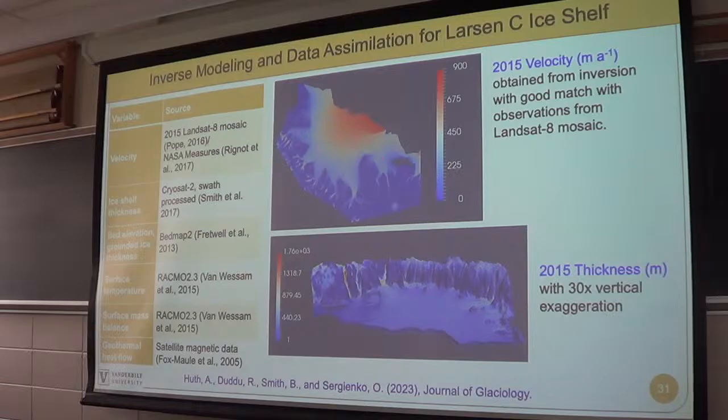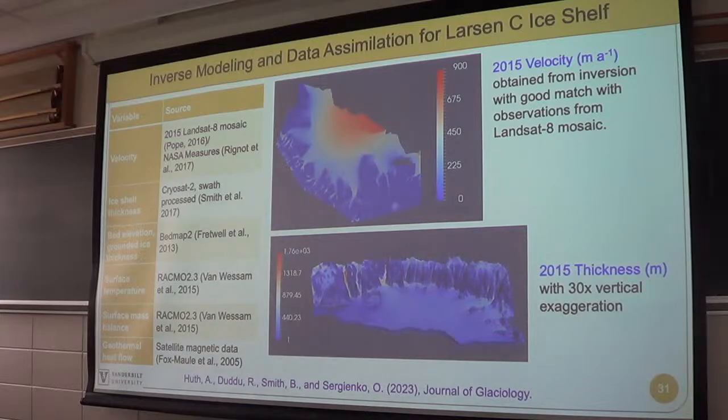pre-initialization, pre-setup through initialization, and so we used a lot of information for Larsen C ice shelf through the NASA MEaSUREs project for velocity. We got the ice shelf thickness, and as you can see, the ice shelf is much thicker at the grounding line, and it becomes very thin once it becomes floating. And then the velocity gives us the rheology coefficient, which is the viscosity coefficient.